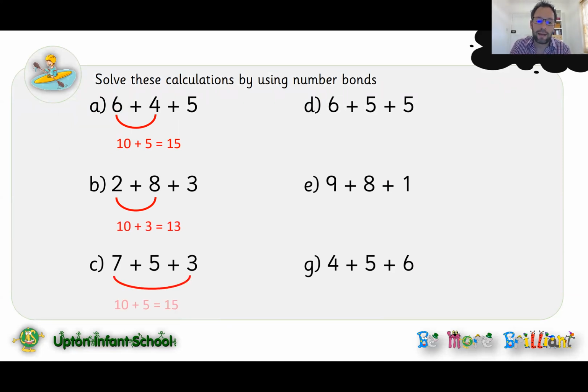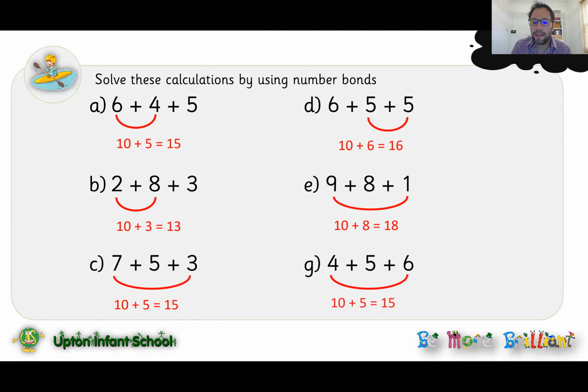7 add 3 makes 10, and then 10 add 5 is 15. 5 add 5 is 10, 10 add 6 is 16. 9 add 1 is 10, 10 add 8 is 18. 4 add 6 is 10, and 10 add 5 is 15. Well done if you got them right. If you had any wrong, just have a little go at them again.